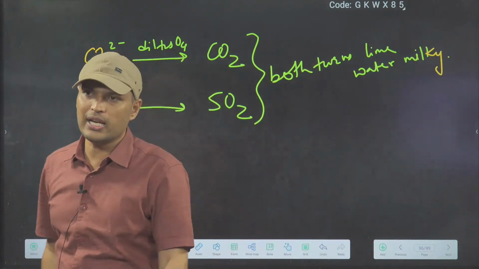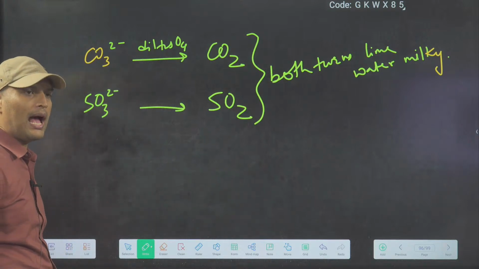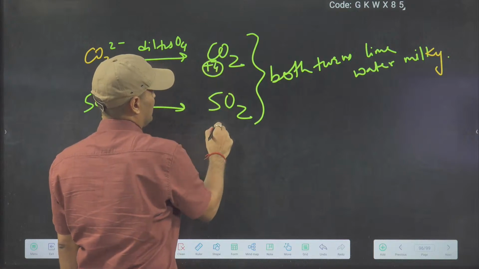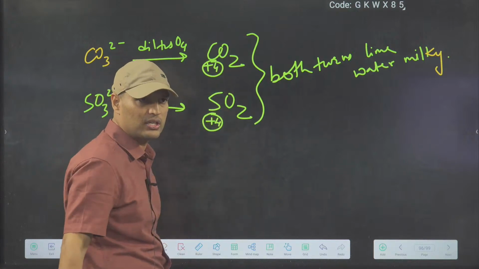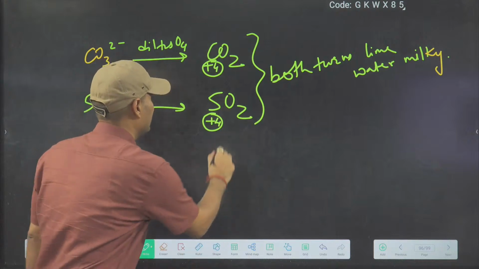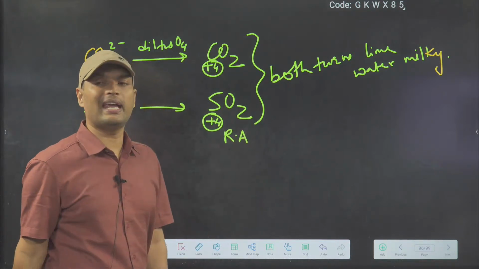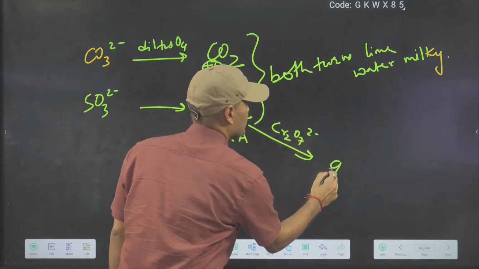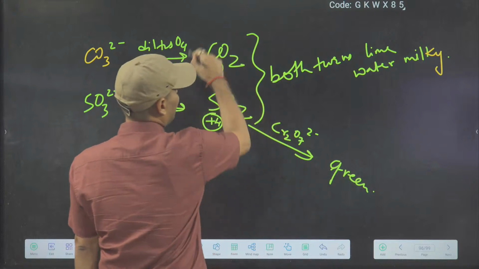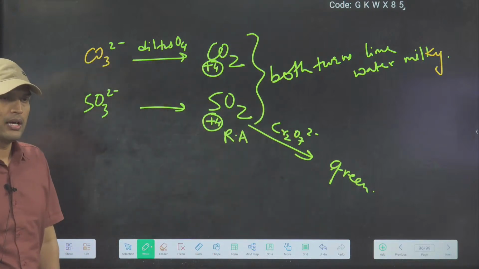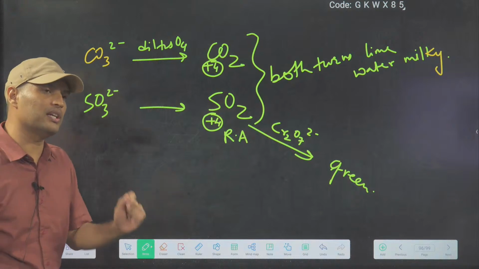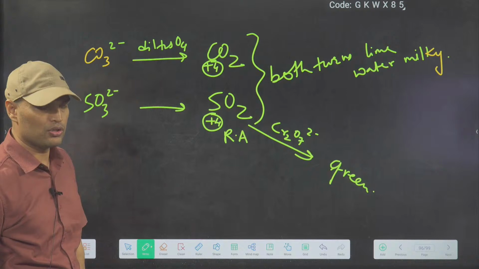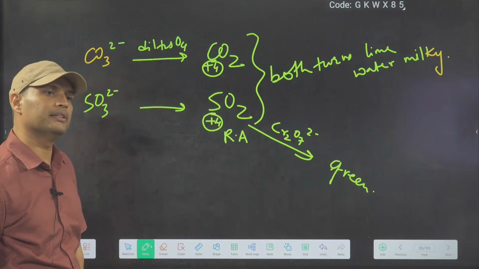Then how can you differentiate? You can say, sir, this one is +4, the highest oxidation state, and this one is +4, a medium oxidation state. One question came in your paper that this acts as a reducing agent. So if you put dichromate, Cr2O7 2 minus, here, you will get green color, but here no reaction will be given. From this we can confirm it was not carbonate, it was sulfite.